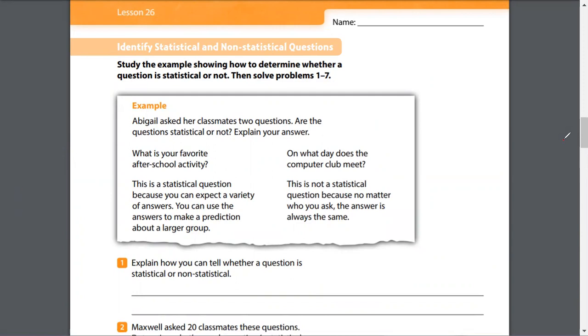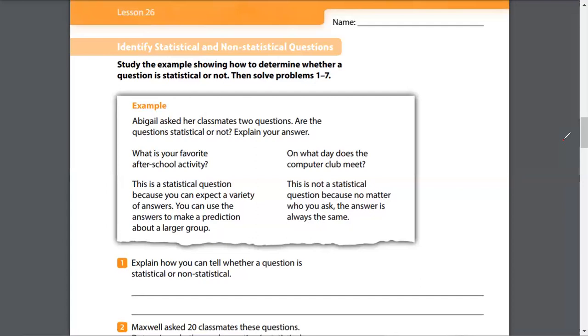Your first example is: Abigail asked her classmates 2 questions. Are the questions statistical or not? Explain your answer. The first question is, what is your favorite after school activity? What do you think would be the outcome? Would it be more than one outcome, or only one? She asked her classmates, so that means there will be more than one outcome. So this is a statistical question because you can expect a variety of answers, and you can use the answers to make a prediction about a larger group.